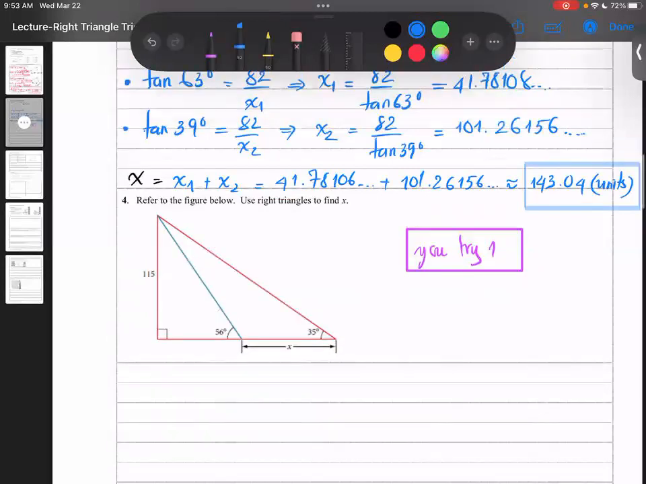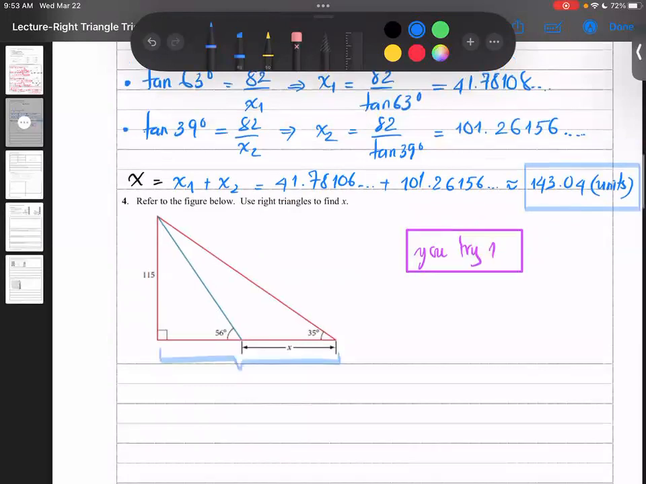If I call the big one x2, and the little one x1, then x equals what? x2 minus x1, right? That's your hint. And then you have to calculate x2, calculate x1, just like I did. Maybe use a different function, it doesn't have to be tangent, or it could be tangent, but similar.